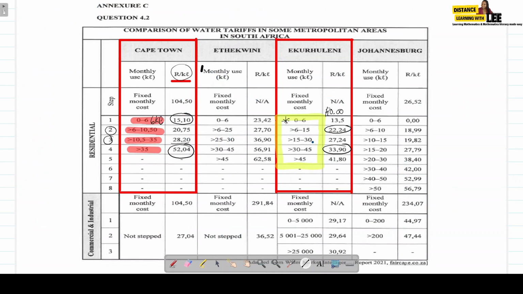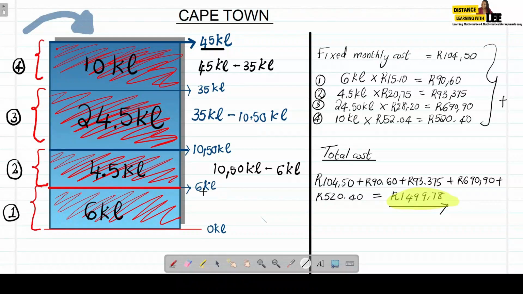And then we were given the different rates that are charged, depending on which region you're on. So if you're on the first region, which is from 0 to 6 kiloliters, you're going to pay 15 rand and 10 cents per kiloliter. So for 1 kiloliter of water that you use, you're going to pay 15 rand and 10 cents. However, because here we used 6 kiloliters of water and not 1, you need to take that 6 and multiply it with 15.10 to get how much he needs to pay.